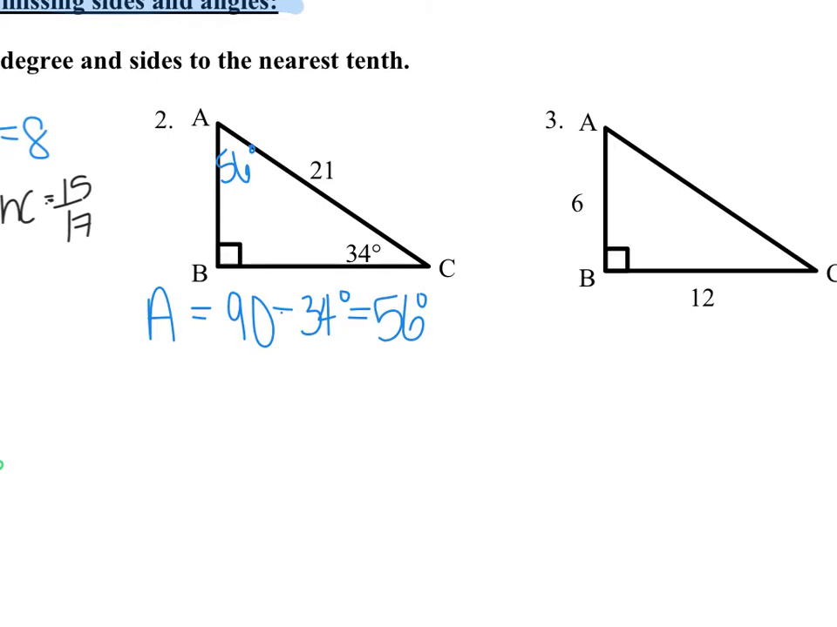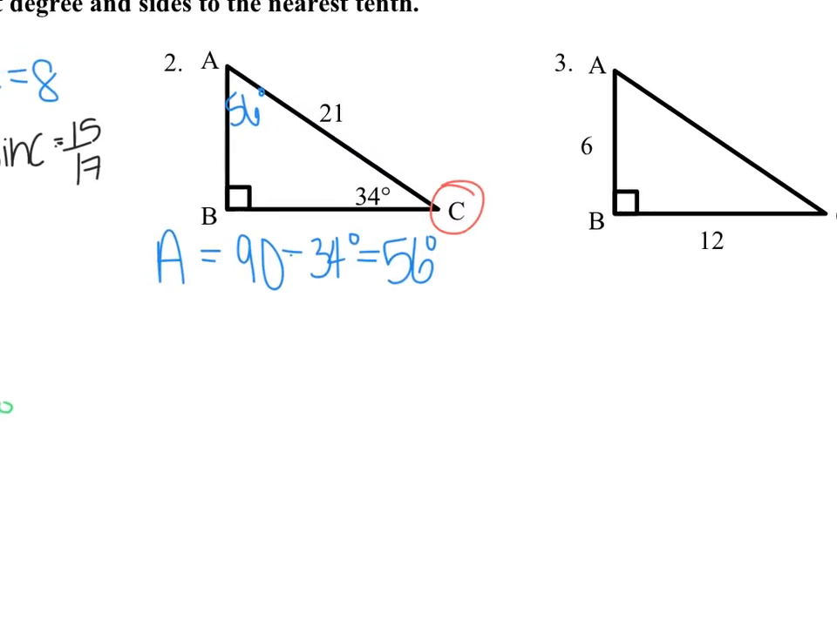Okay. Now when we go to find the sides, we're going to make sure that we use the given information just in case we made a mistake finding that other angle. So I'm going to work with angle C. It doesn't matter which side you find first. I'm just going to go ahead and find the side that's adjacent. So this is adjacent and hypotenuse. So the ratio for that would be cosine.